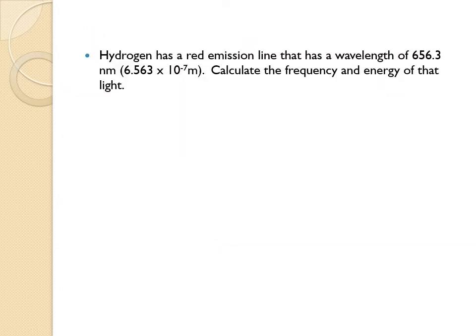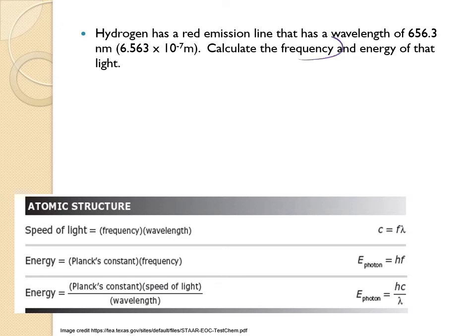Good? All right. So here's a problem that you might see where you would have to use some of these formulae. So hydrogen has a red emission line. Remember, we looked at those rainbows, and there was that red. So that red emission line has a wavelength of 656.3 nanometers, which is equal to 6.563 times 10 to the minus 7 meters. We need to calculate the frequency and the energy. Let's review our formulae. So we're going to start with the frequency. So calculate frequency first, and I'm scanning my formulae here. I have wavelength, I need frequency.